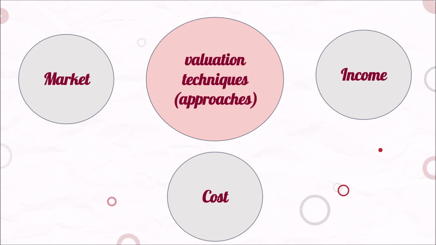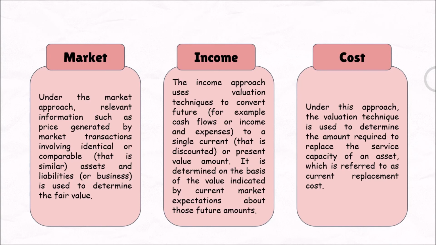So we'll be talking about that in the following slides. So first thing will be the market approach. Under the market approach, relevant information such as prices generated by market transactions involving identical or comparable, that is similar, assets and liabilities or even a business, is used to determine the fair value. So basically it's about how the market perceives the value of an asset or even a business.